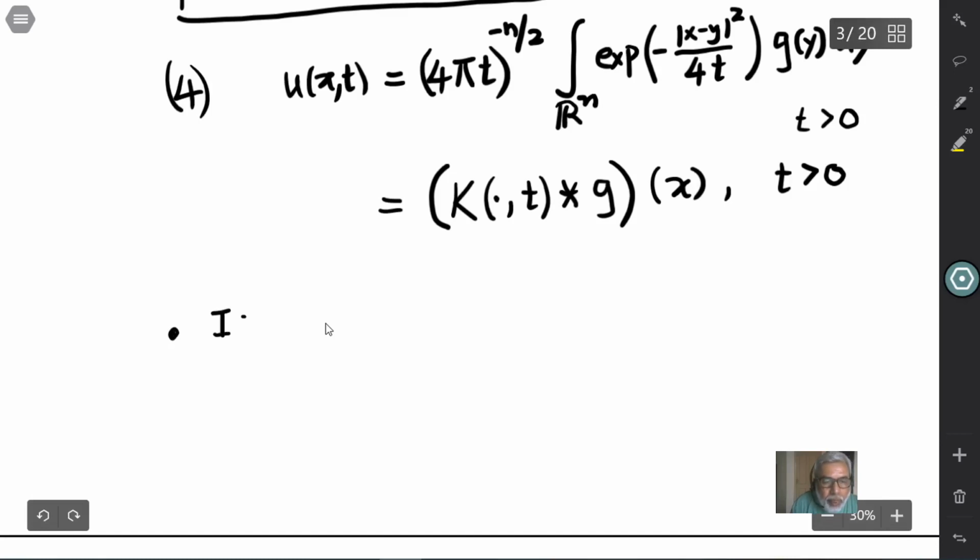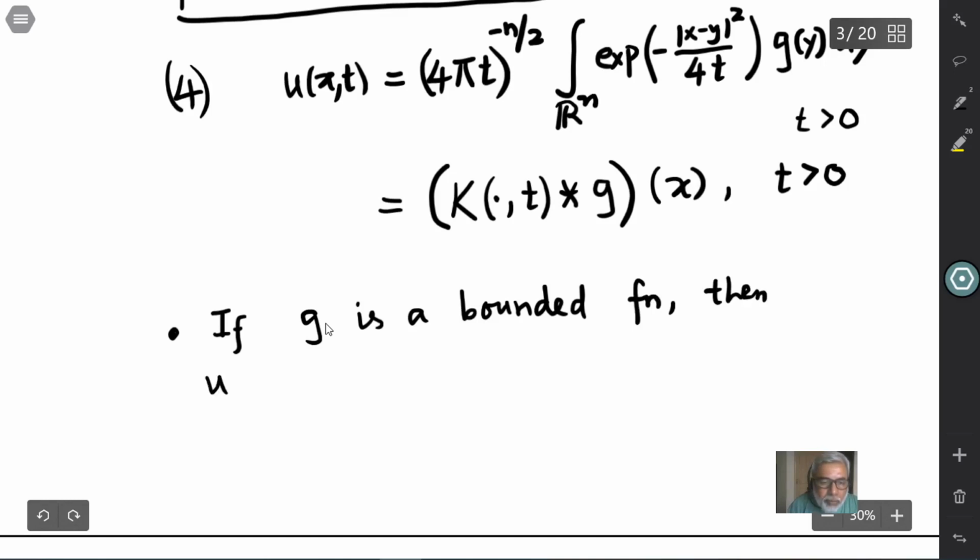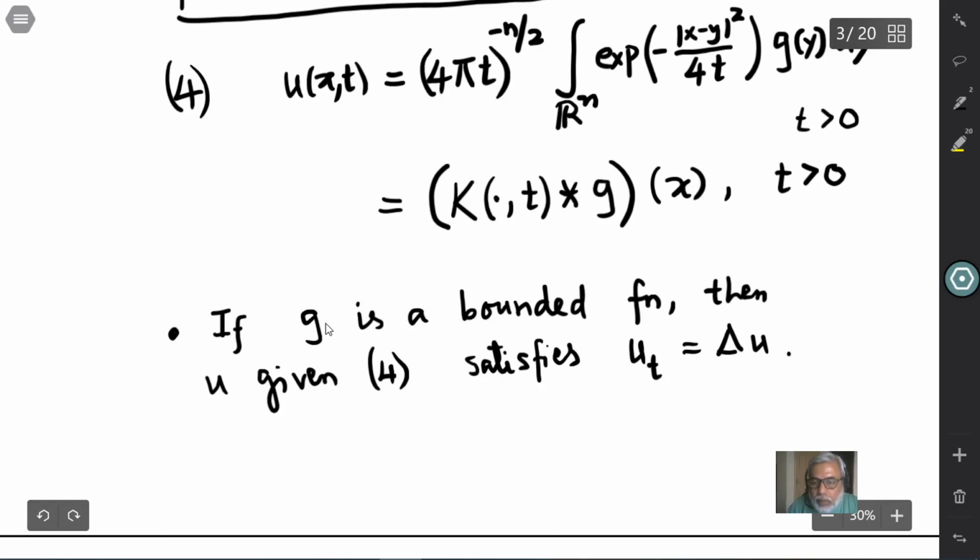So if g is a bounded function on Rn, then u given by 4 satisfies the heat equation for t positive.